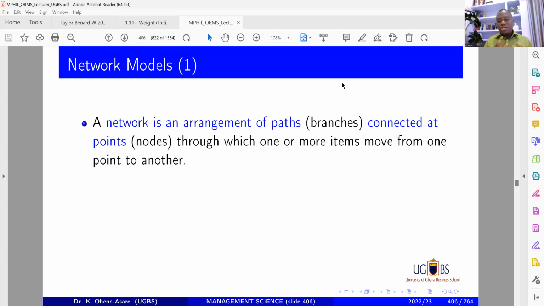Okay, so a network, when you hear the word network, it's like something is connecting something. A network is an arrangement where you are connecting nodes using arcs. Let me draw that for you. You are connecting nodes using arcs. So this is a node.